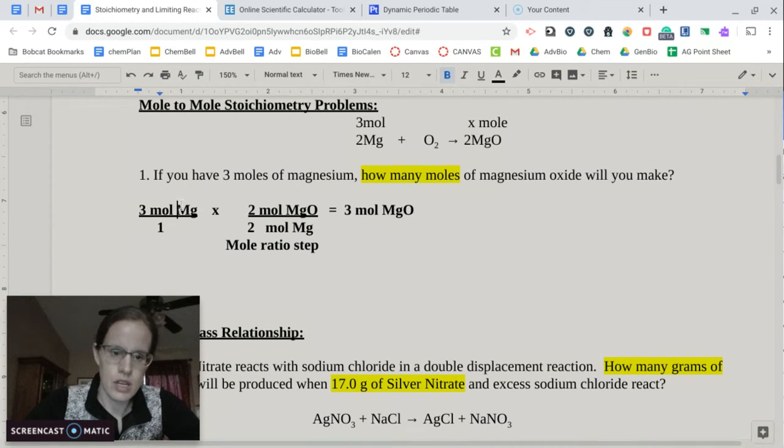Notice I've got this label on every single step. I've got the mole, which you're used to putting, but then you have to put the formula label too.